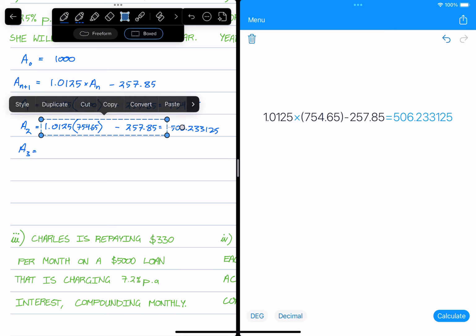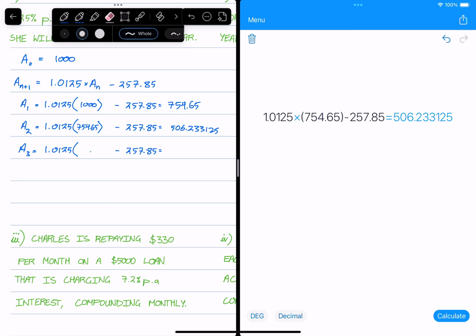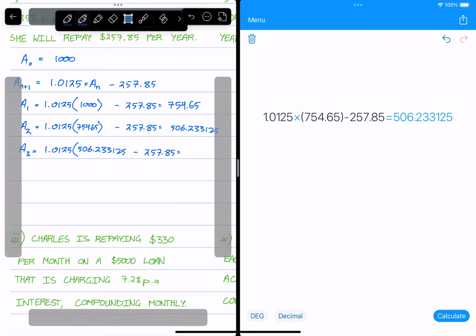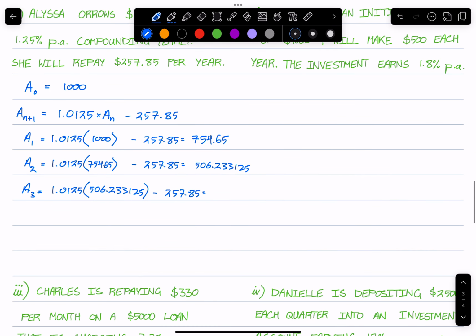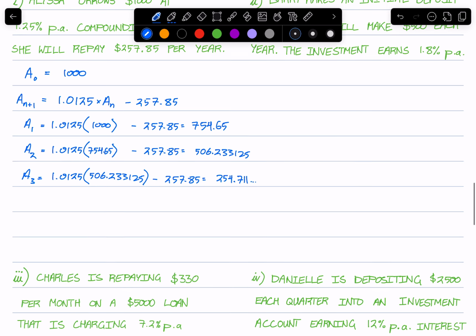This time I'm just going to use a copy paste feature here. If you remember how to do this using the calculator trick, you can go ahead and do that, but I'm going to do it manually using my physical calculator because it's a lot easier to type in. So 1.0125 times 506.233125 minus 257.85. My next calculation gets me 254.711. Not going to write the rest.